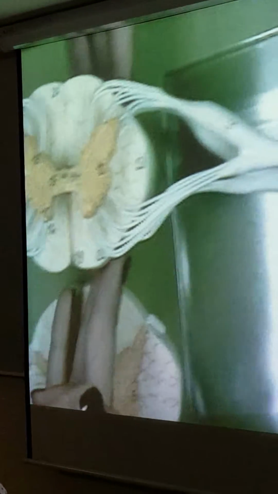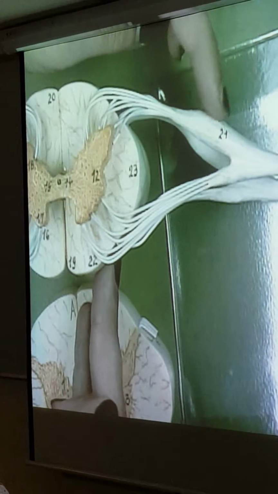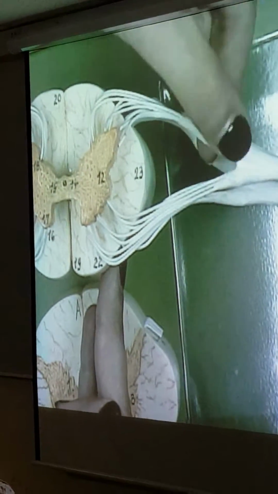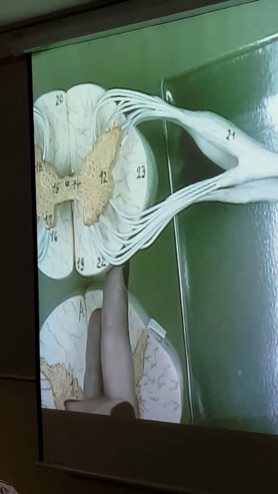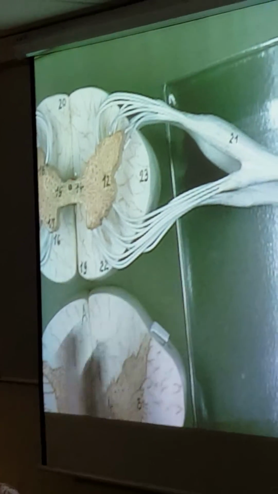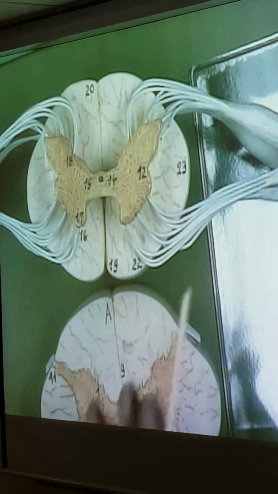The other thing you can use is the posterior root ganglion. It's an enlargement in the posterior root that houses those unipolar sensory neurons. So once you've identified anterior and posterior, you can identify everything else.